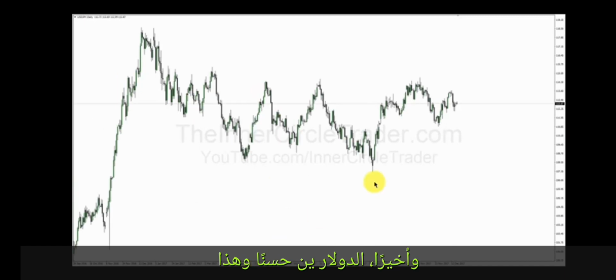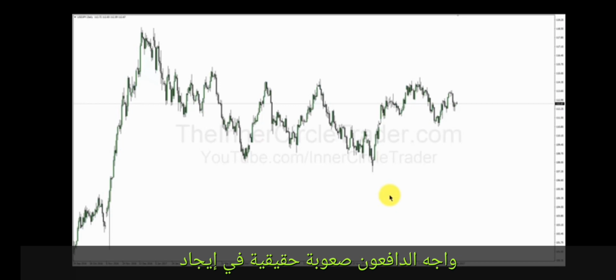And finally, the dollar yen. Okay, this pattern is a really obvious trading range. This pair's had a real hard time finding its way out of this range. And I'm just going to add on the levels to save time.